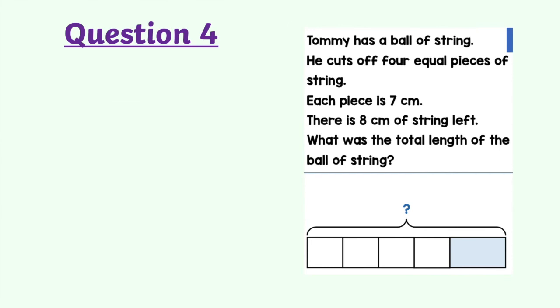Right, let's talk about this question then. So we need to start filling in this bar model, the different parts. So we know that 8 centimetres was how much string Tommy had left after he chopped off these 4 bits. And how long was each of the bits he chopped off? It was 7 centimetres. So each of these is 7 centimetres. Well, now we just need to add together all of the parts to see how much we have all together.